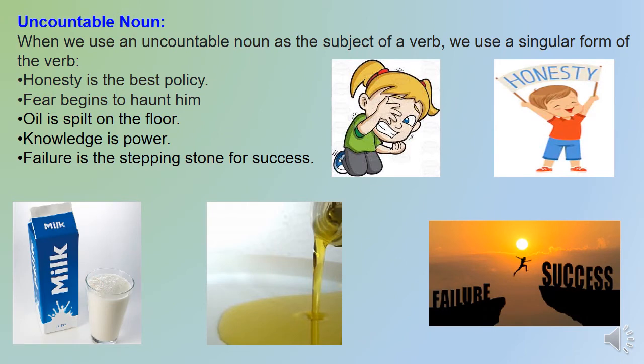We know about a lot of uncountable nouns, isn't it? So honesty, fear, oil, knowledge, failure are all uncountable nouns. So when we use an uncountable noun as the subject of a verb, we use a singular form of the verb. So they are all considered as singular. So honesty is the best policy. Fear begins to haunt him. Oil is spilt on the floor. Knowledge is power. Failure is the stepping stone of success.